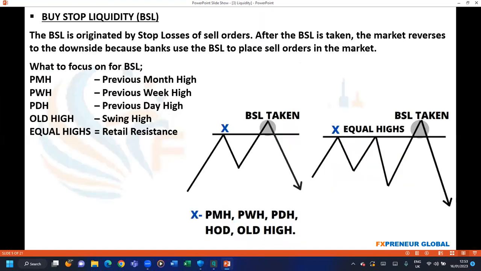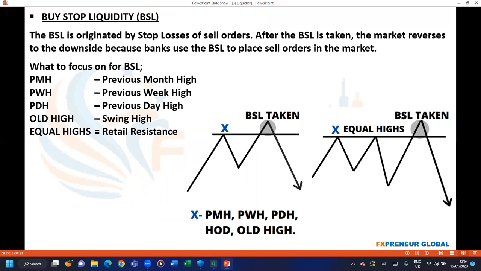Buy stop liquidity is originated by stop losses of sell orders. That is where the stop losses of those who sold, where the stop losses of sell orders are accumulated, are referred to as buy stop liquidity. And after buy stop liquidity is taken, the market reverses to the downside. So when buy stop liquidity is being taken out, the market reverses to the downside.